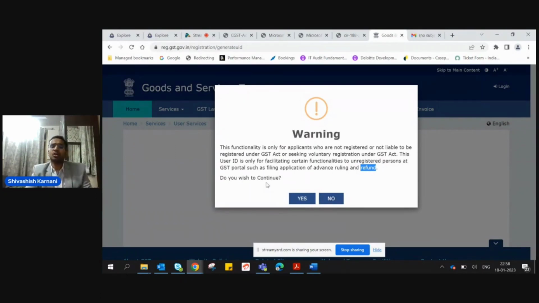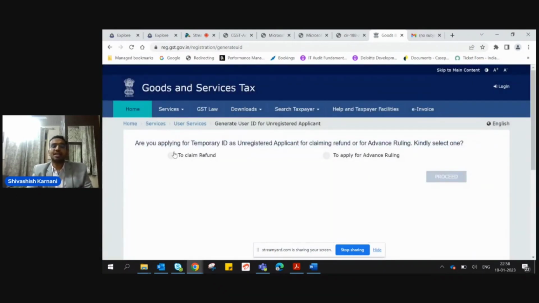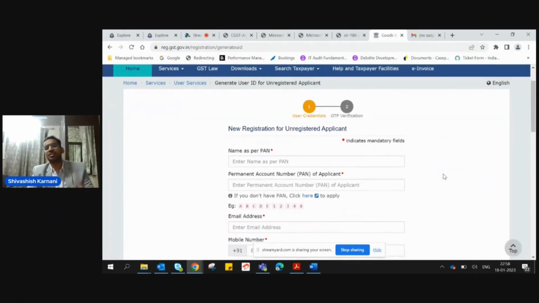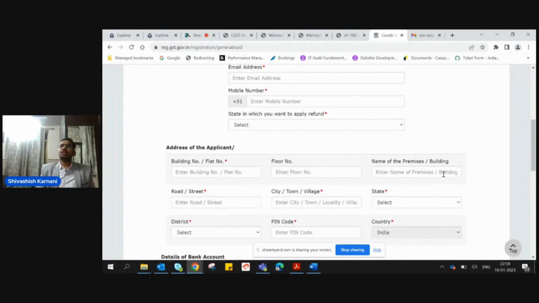Now I'm just clicking on continue. We have to state yes. Now it is again asking, are you applying for a temporary ID as an unregistered applicant for claiming refund? Which is our case. Please select one. So we are selecting this one to claim refund and we are proceeding. Now we have to fill various details, such as name as per PAN, and basis that we are going to receive an email ID and password, and basis that we are going to log in to the GST portal and file our application for refund.